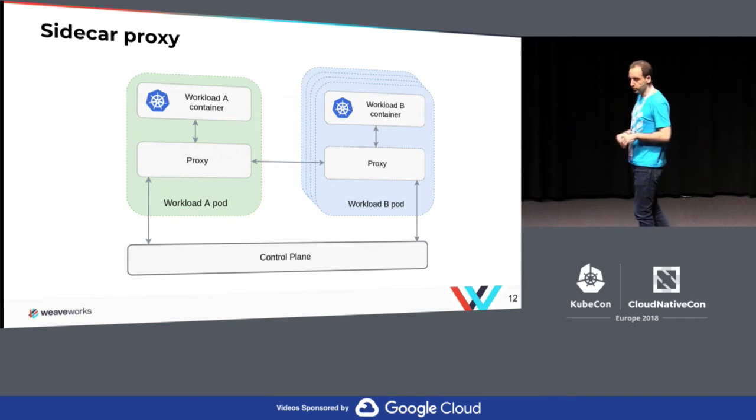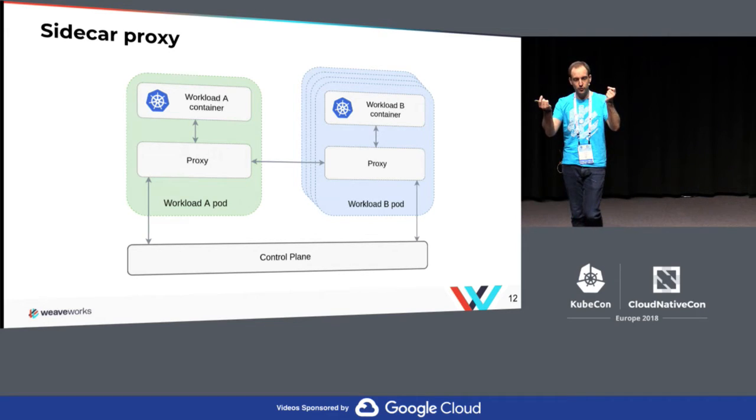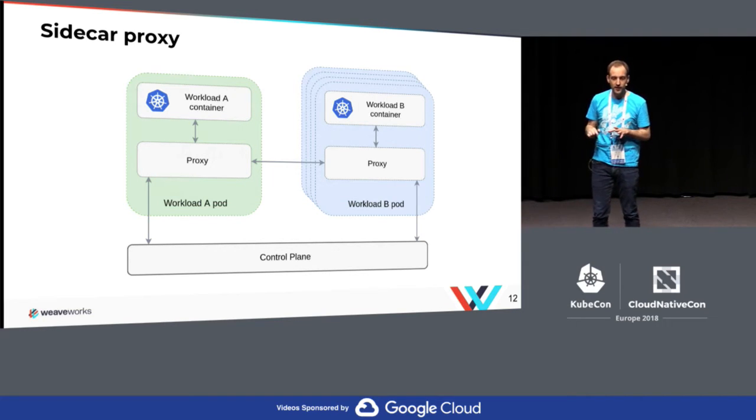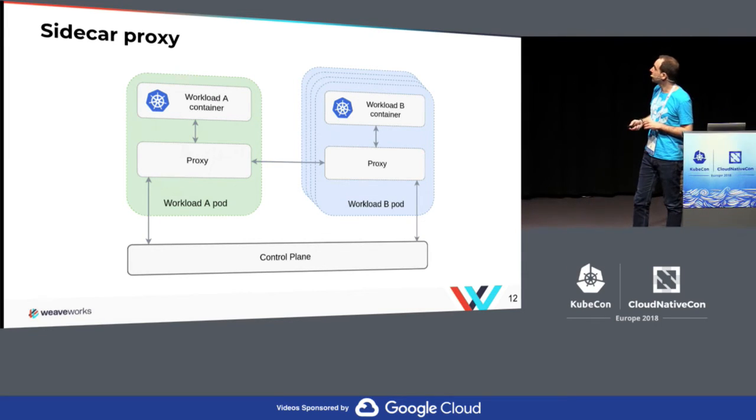And at the bottom, you have the control plane, which is this magical thing that will actually go and parameterize all the proxies depending on what you want to do. And this is quite general, of course. Envoy and Istio do a lot more than load balancing, the whole traffic management suite.